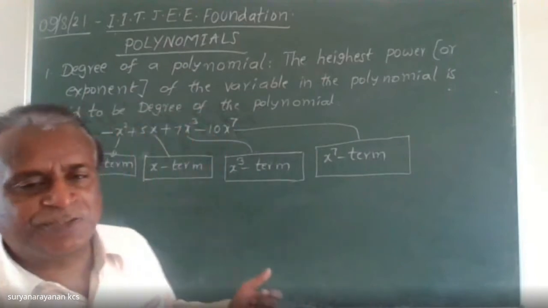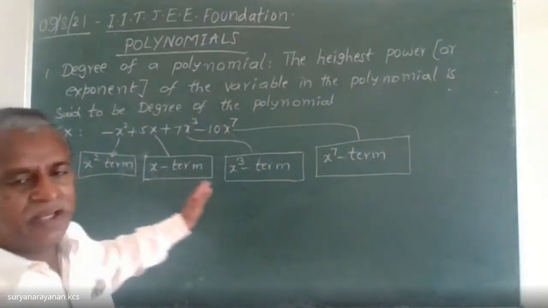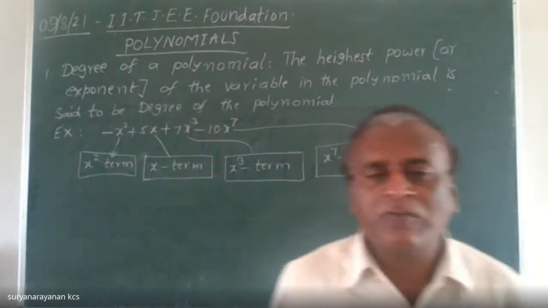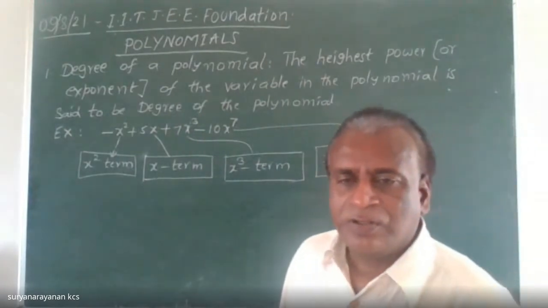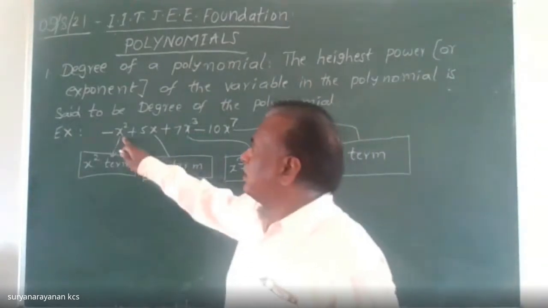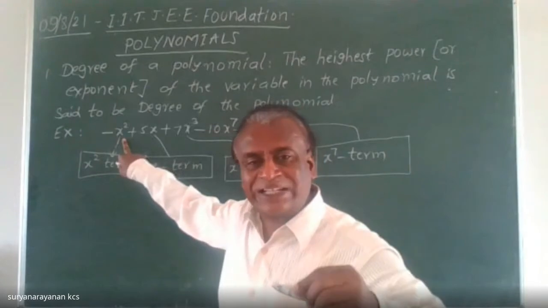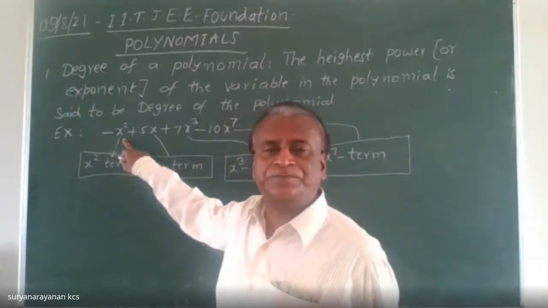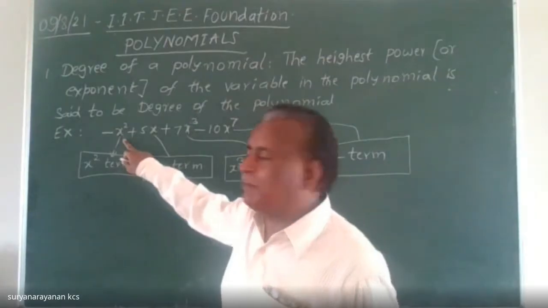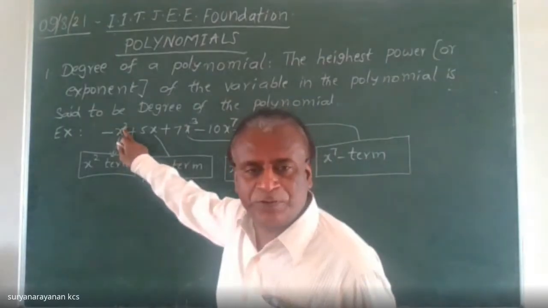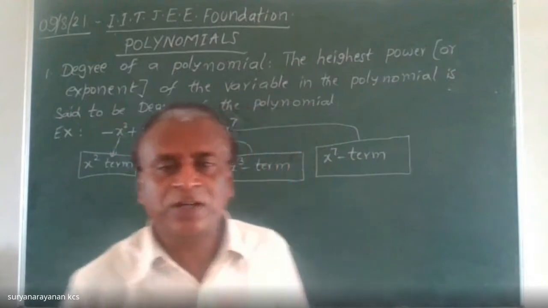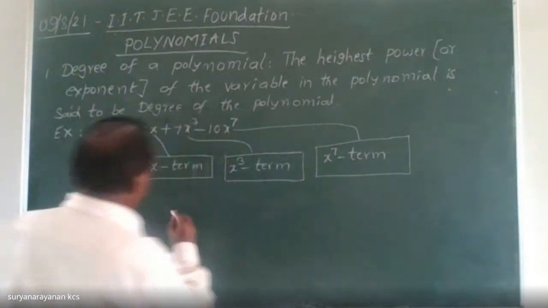Okay. Understood this point? So here in this polynomial, there are four terms. Then what is the exponent of x here? What is the exponent of x? 2. Yes, very good. Exponent means this is the superscript. Superscript is called exponent.